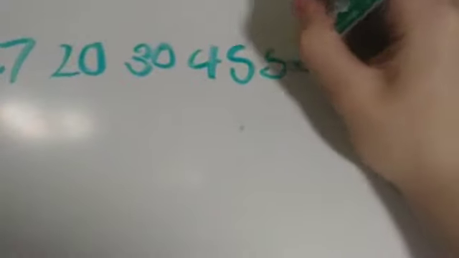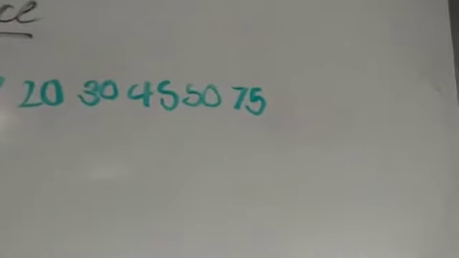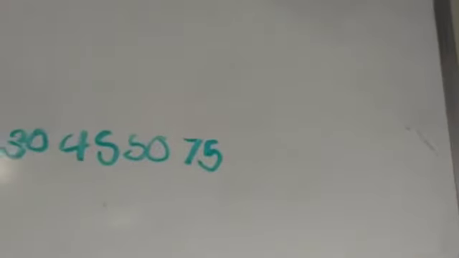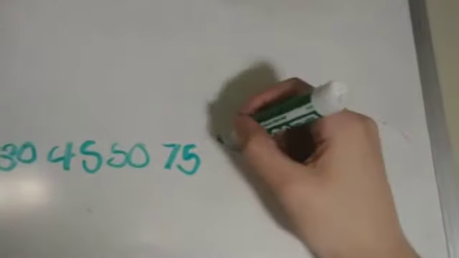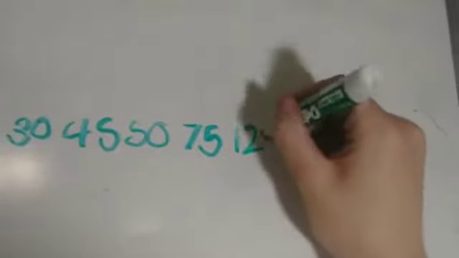120 becomes 201, which is 5 times 5 times 2, which is 50. And then 5 times 5 times 3 is 75. And then you have 5 times 5 times 5, which is 125.